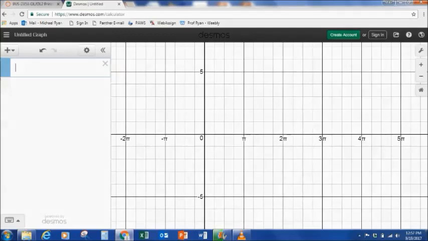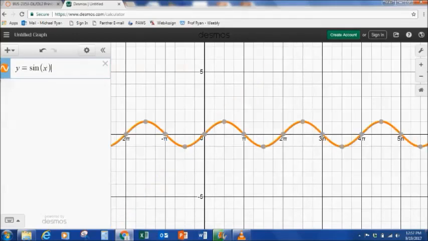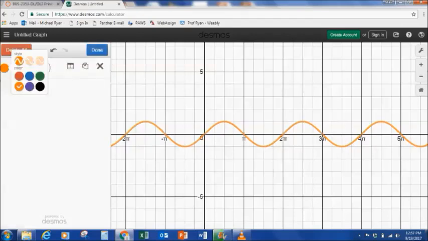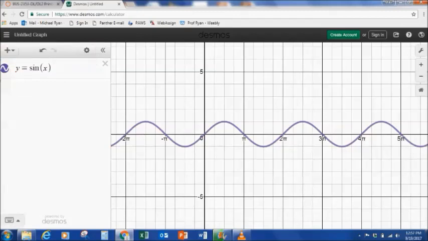I've opened up Desmos here, desmos.com, and what I'm going to do is graph the sine function. So I'm going to type in y equals sin, that's sine, parenthesis x, close parenthesis. I'm going to change the color here. Let's use purple, that sounds like fun. All right, and here's what I have. This is the function sine of x.